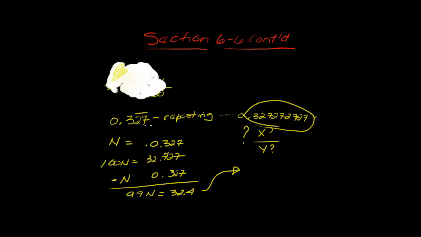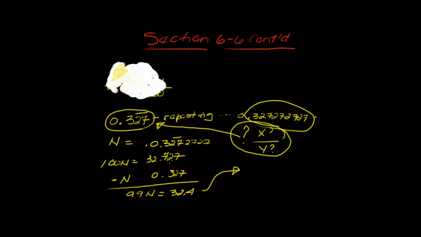Let me repeat this again. Here is this number. We want to know what fraction results in that decimal. That's what we're doing here. We look at n as being this number repeating. We note how many repeating numbers, and that is 2. We take n and multiply it by 100 because that is 2 decimal points. So 100n is 0.327, and remember that this repeats.